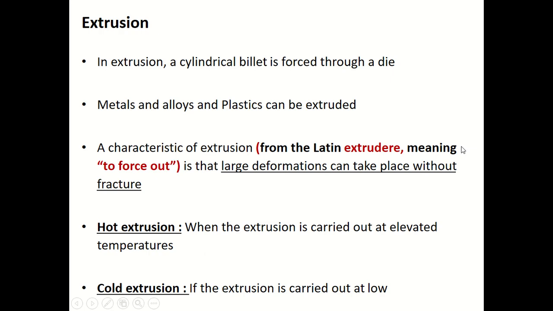So these are the different types of rolling mill, and now we are going to discuss another important metal forming process, which is called extrusion. Let's see what we mean by extrusion. This is also a metal forming process. Simply put, in extrusion a cylindrical billet is forced through a die.